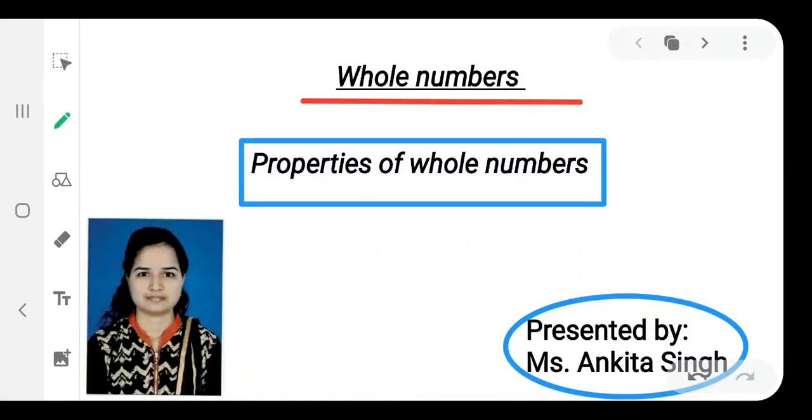Good morning, children. We have started whole numbers and we have done up to two exercises, 4.1 and 4.2. Today we have reached the third exercise, and before starting that exercise we have to learn a few properties of whole numbers. So let's start. What are these properties, what do they hold, and how are they useful, we'll see in this video.